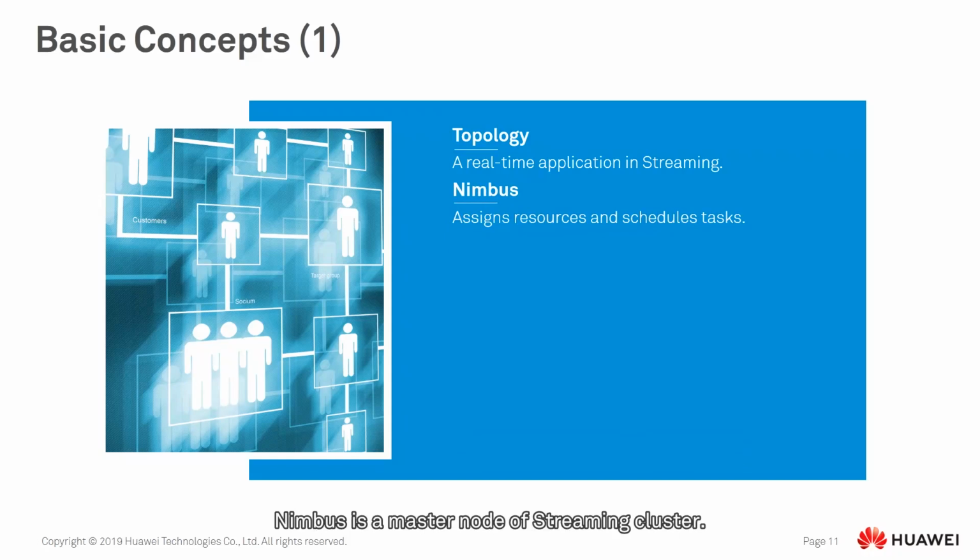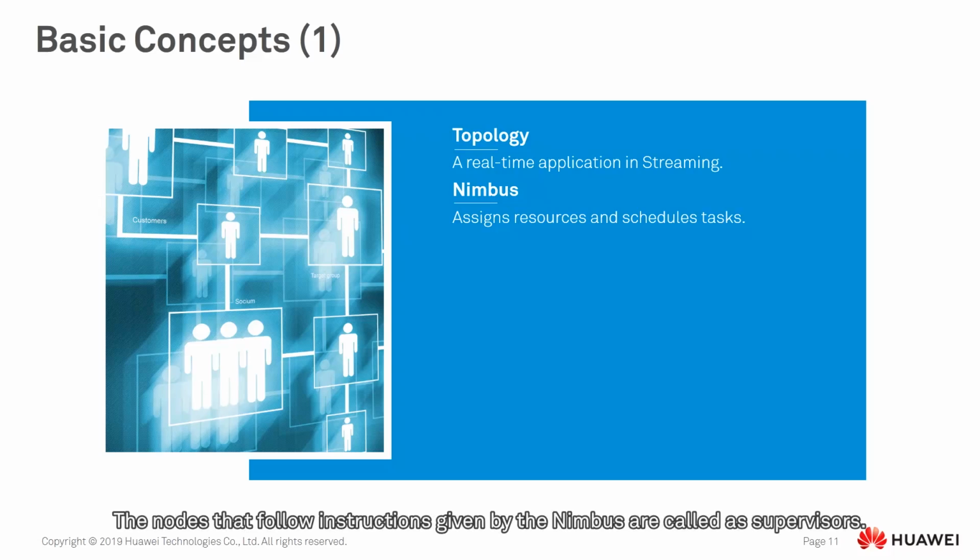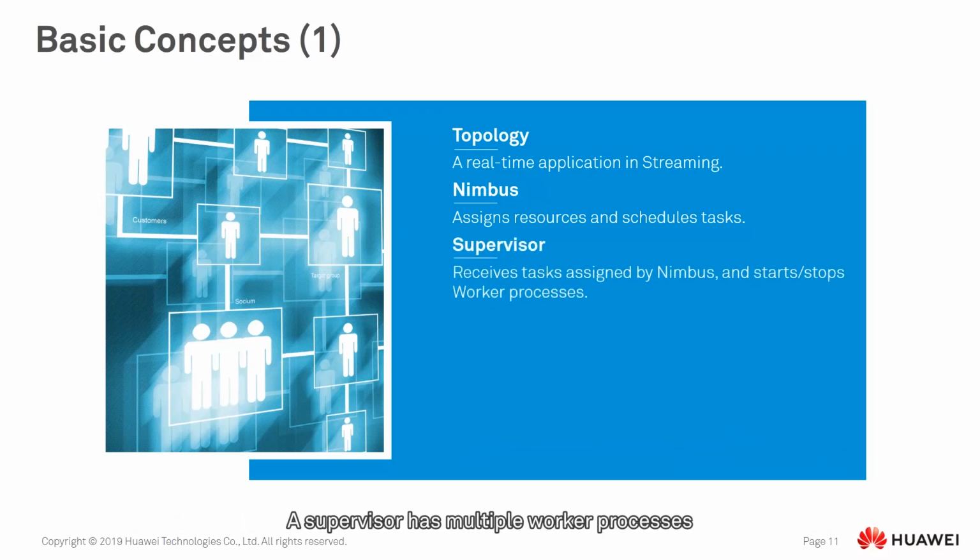Nimbus is a master node of streaming cluster. All other nodes in the cluster are called worker nodes. Master node is responsible for distributing data among all the worker nodes, assigning tasks to worker nodes, and monitoring failures. The nodes that follow instructions given by the Nimbus are called supervisors. A supervisor has multiple worker processes and it governs worker processes to complete the tasks assigned by the Nimbus.